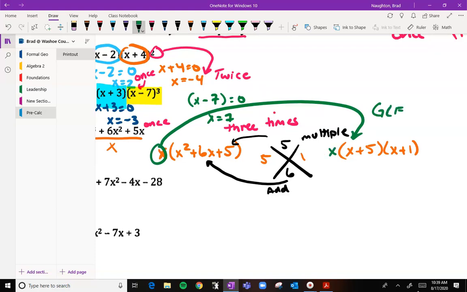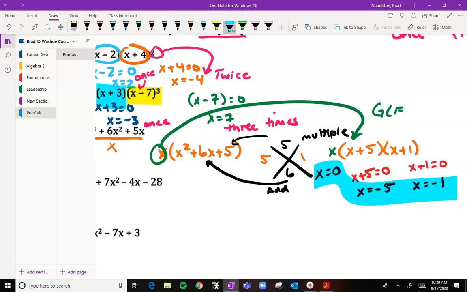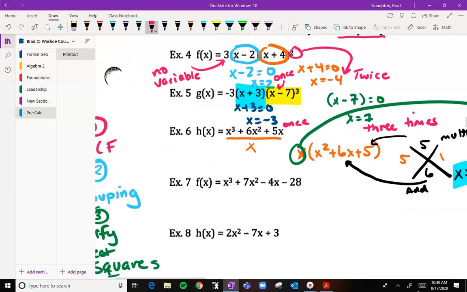So let's go ahead and take a look at each one of these. This is going to be x equals 0, x plus 5 is equal to 0, and x plus 1 is equal to 0. So here are our zeros, those right there. And they all have a multiplicity of 1, because they only have one parenthesis, nothing squared. All right, let's go to this next one.